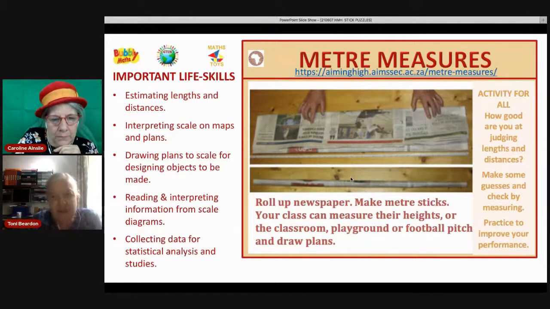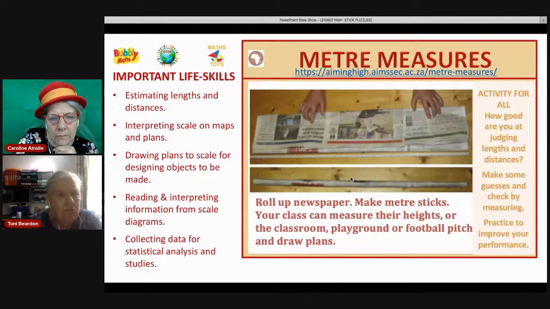So these are distances and also fairly short lengths. So measuring heights, for example, can you estimate the heights of people? And more than that, one of the things that a class often does is to measure everybody's height and to record the heights. And this is an exercise in collecting information and data for some sort of statistical study.